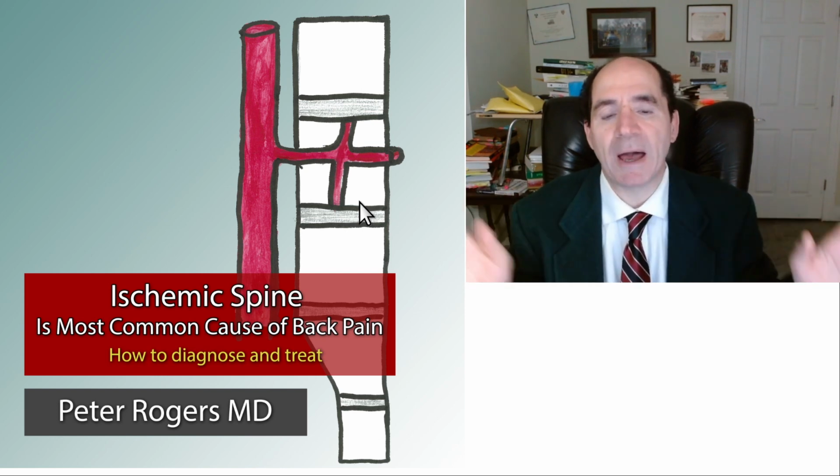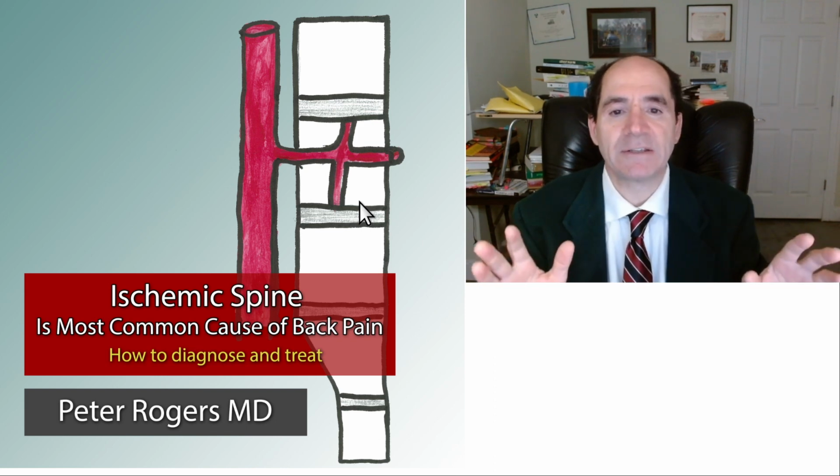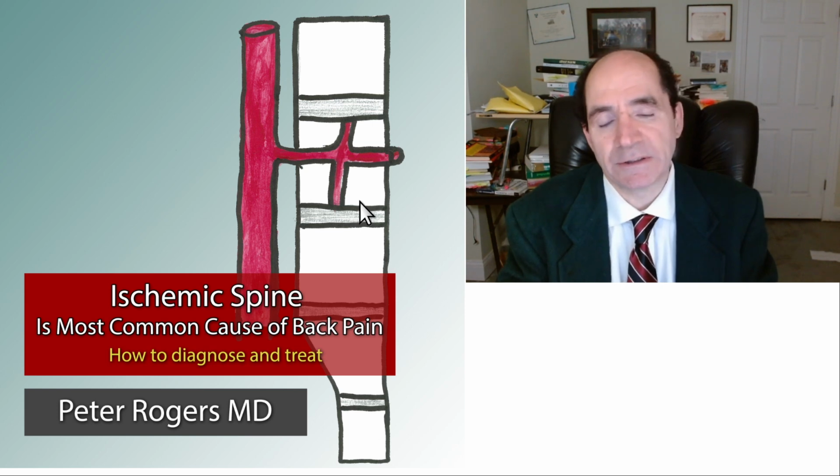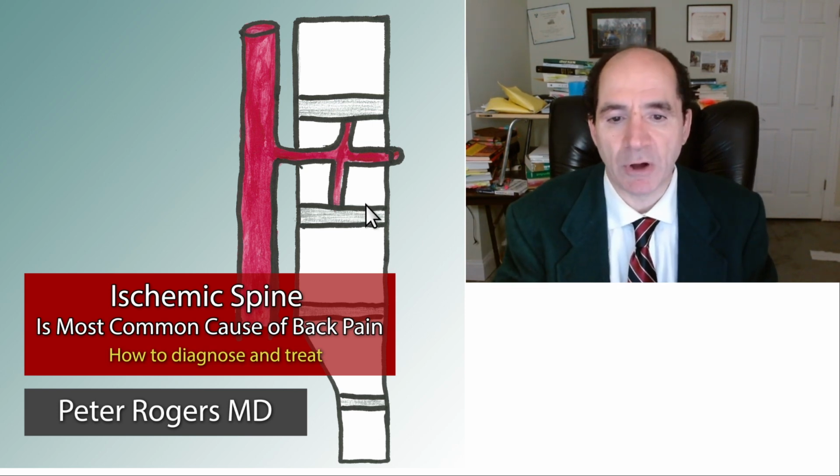Now, don't get me wrong, the spine is complicated. There's a lot of things that can happen in the spine, but the most common problem, and I look at these things every day, is a lack of blood flow. And we're going to explain a little bit about what that's all about.